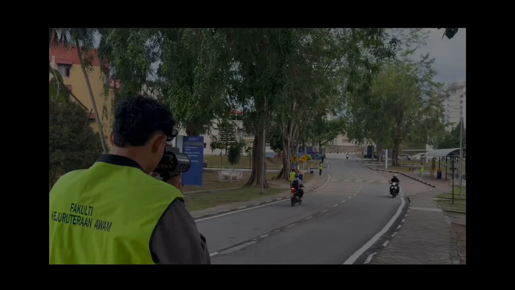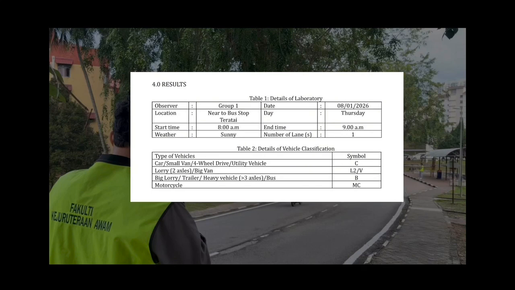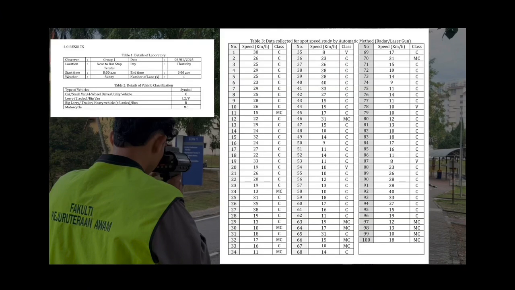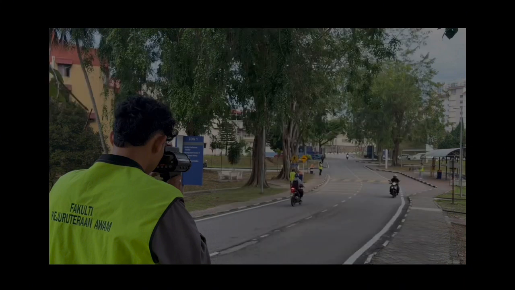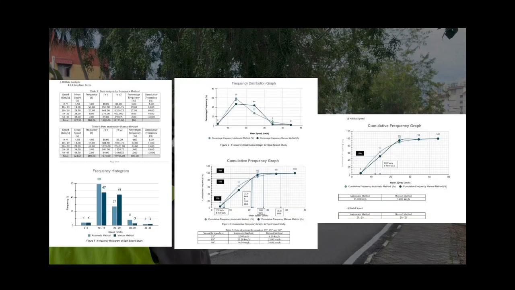For this spot speed study, speed data must be collected at a location near bus stop Teratai under free flow traffic conditions in accordance with JKR guidelines. The data collection is carried out by recording vehicle speeds for a maximum period of 1 hour or until at least 100 vehicles are observed, whichever is achieved first. The collected data is then arranged and analysed using percentile distribution, and the 85th percentile speed is determined as recommended by JKR to represent the prevailing traffic speed for road safety and traffic management assessment.